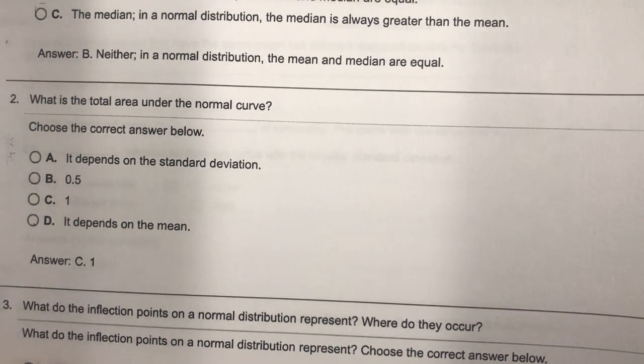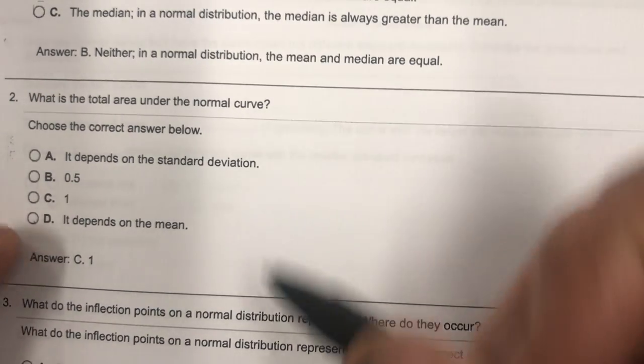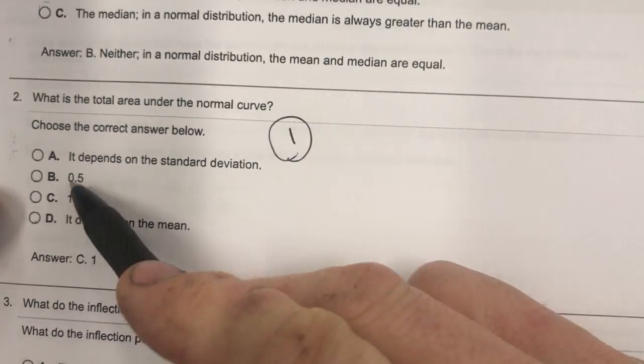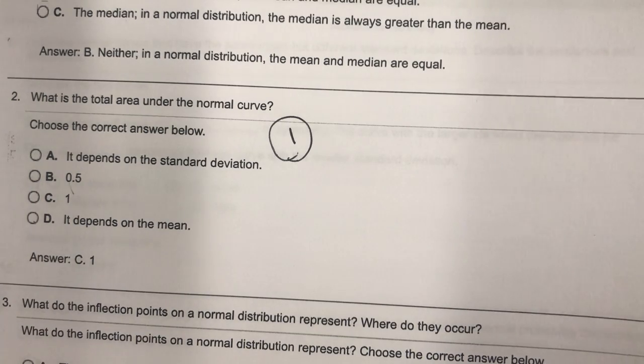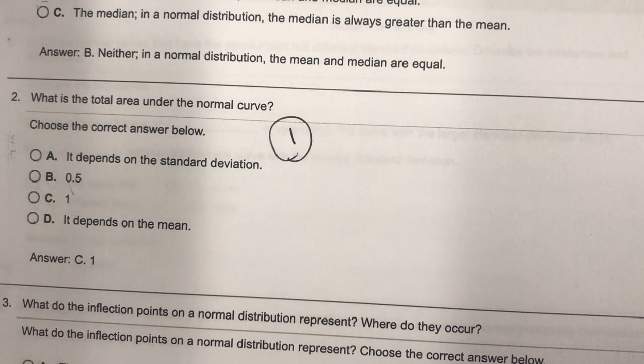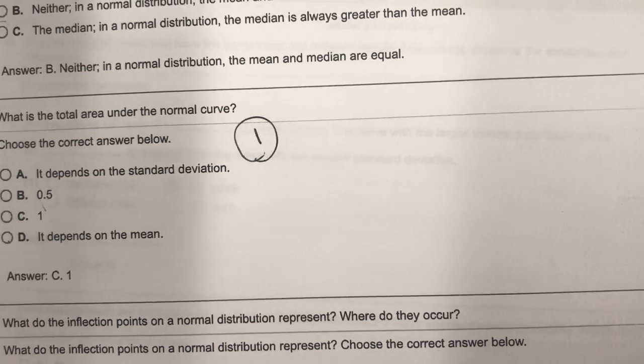All right, number 2. What's the total area under the bell curve? I just told you that, 1. So that'd be C. The total area under the bell curve is always 1. Okay, number 3.